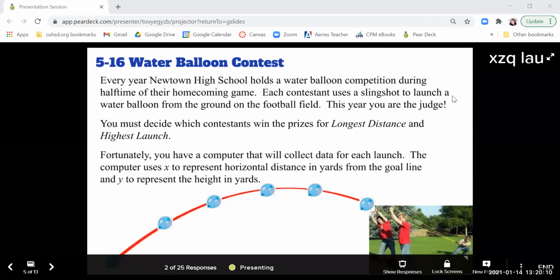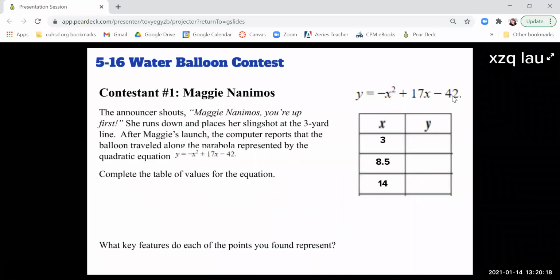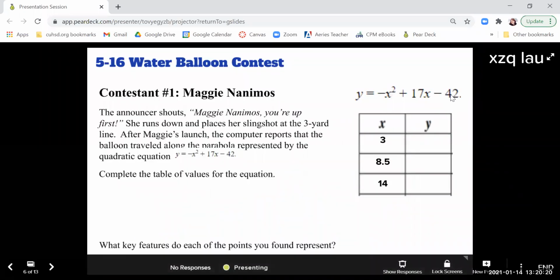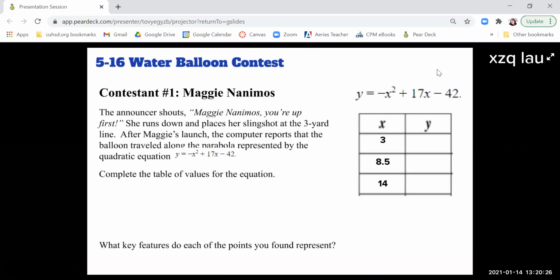And there are 4 contestants in this contest, so we will do 4 different scenarios. I'm going to apologize now for the really cheesy names for each of the contestants.